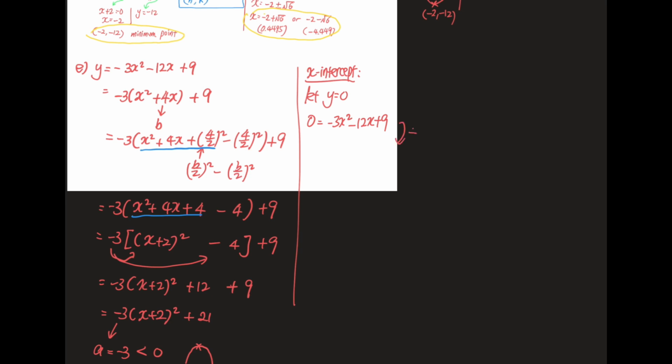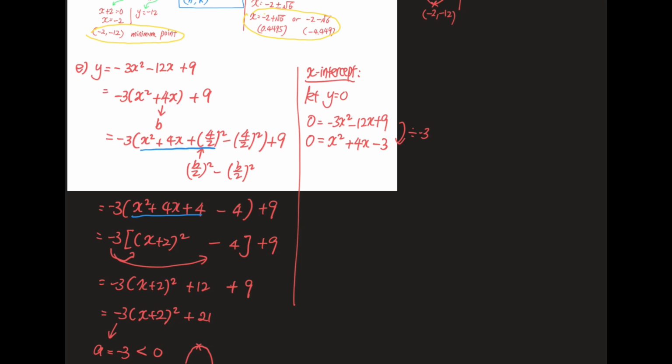Okay, so to solve this equation, first I'm going to divide by negative 3, as I know all three terms are divisible by negative 3. So for the first term, I will get x squared after dividing by negative 3. And then negative 12 divided by negative 3 gives positive 4, so I will have positive 4x. And then positive 9 divided by negative 3 is negative 3. So I have negative 3 here.